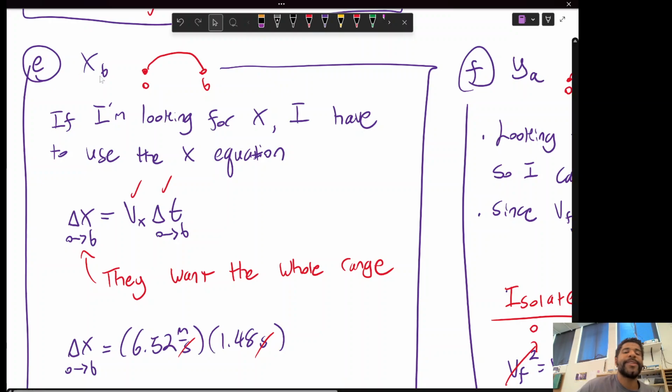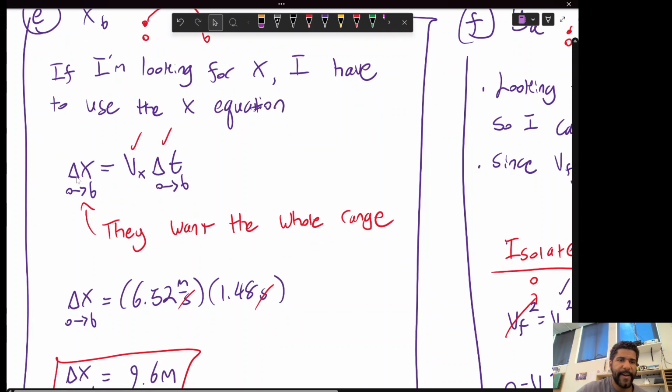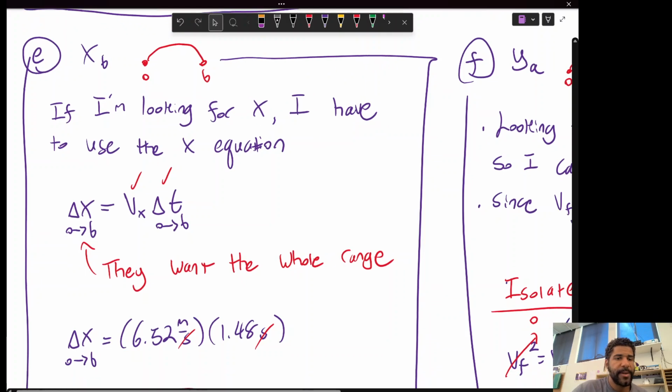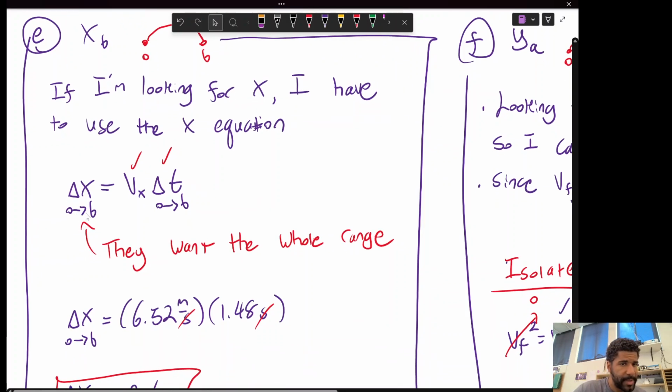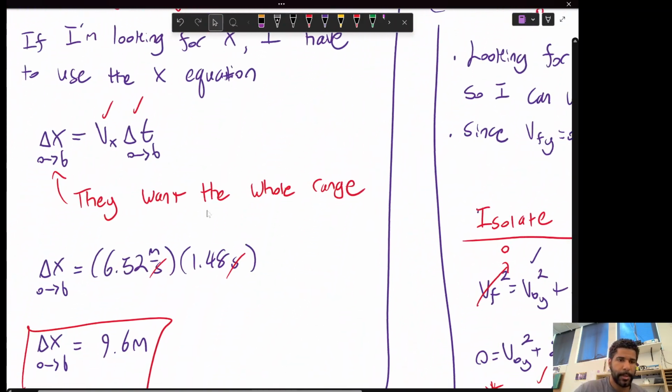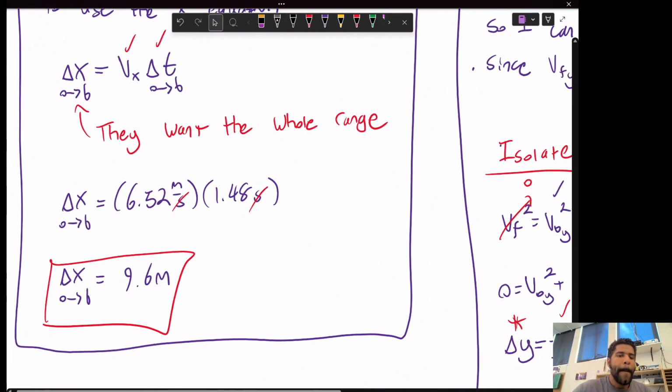For part E, I want to find the range. I find delta x from 0 to B. If I'm finding the range, I have to go to the x formula. I only have one option. You want the whole range, so I'm going from 0 to B. That means I'm going to take the time interval that it took to go from 0 to B, which we found in the last problem. Plug and chug, 9.6 meters.